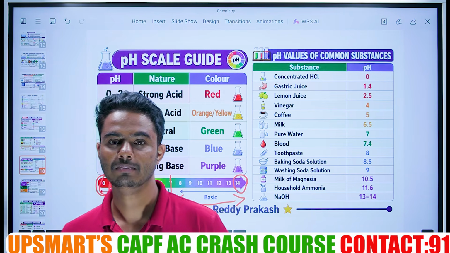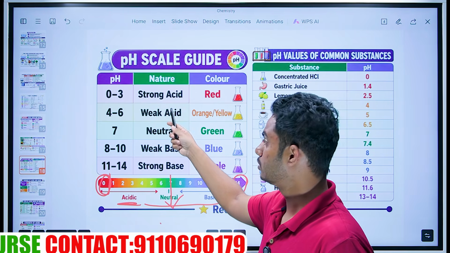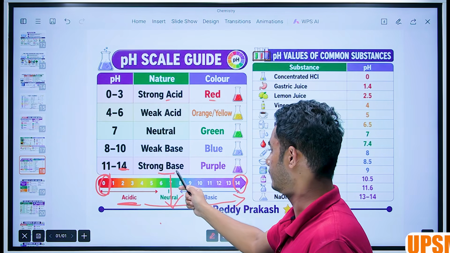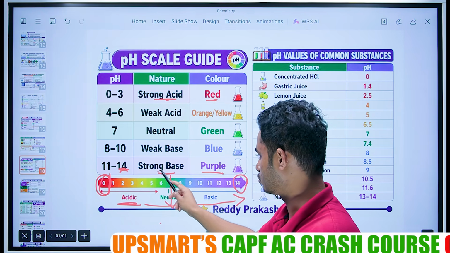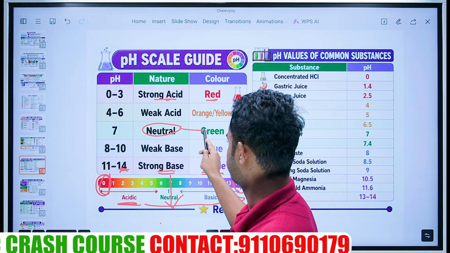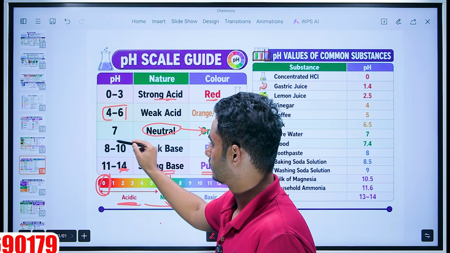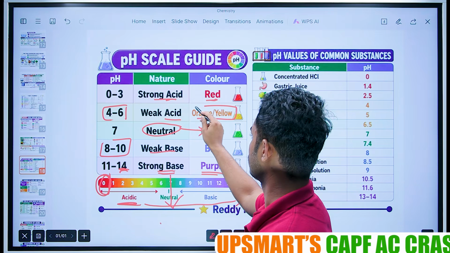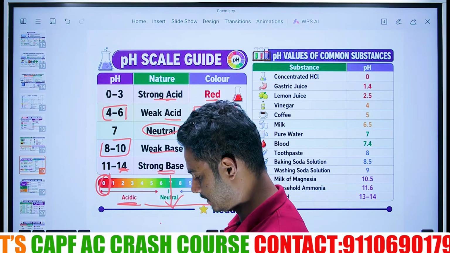Now, the numbers can be asked and it can be asked to match with the color. 0 to 3 strong acid, red color. 11 to 14 strong base, purple color. And the neutral one will be green. And the remaining ones, 4 to 6 and 8 to 10, are weak acids and weak bases. It will be orange or yellow and the blue. Easy? This is how it happens.